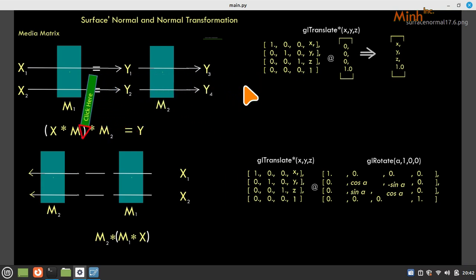Now what about if there are two media? The input signal passes through a matrix and becomes an output signal. The output signal passes through another matrix and becomes a new output. So this output becomes the input to the second media, and this is the story. Two matrices.